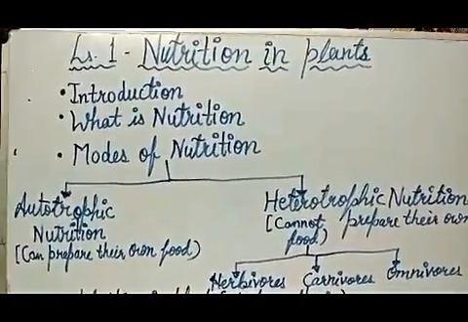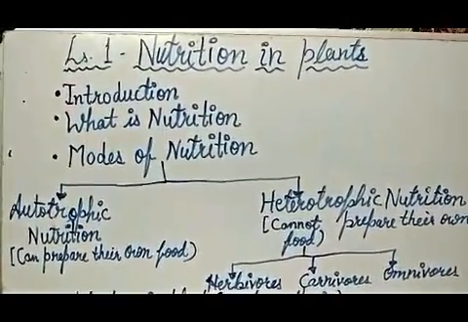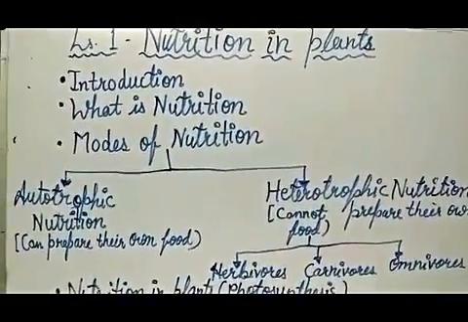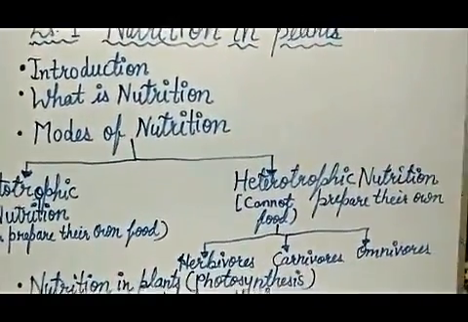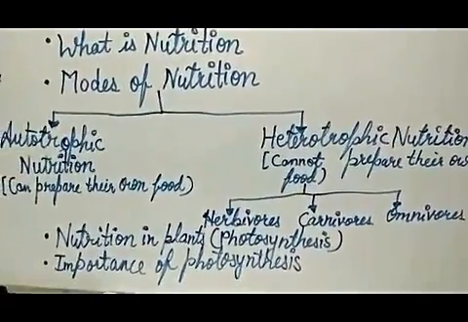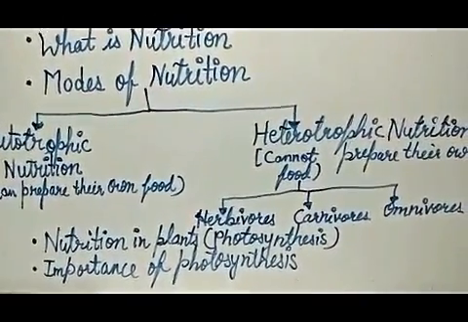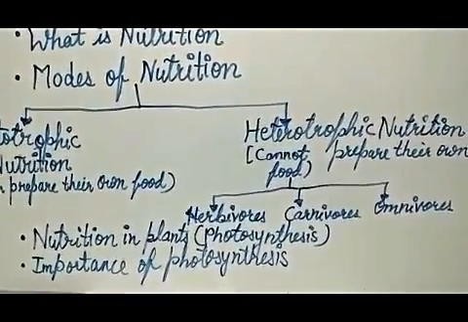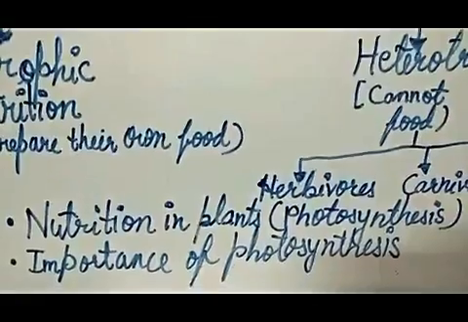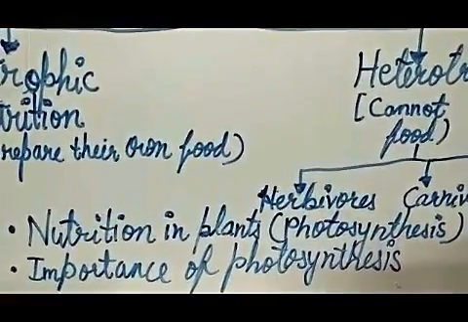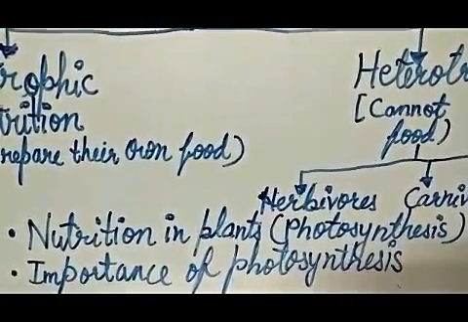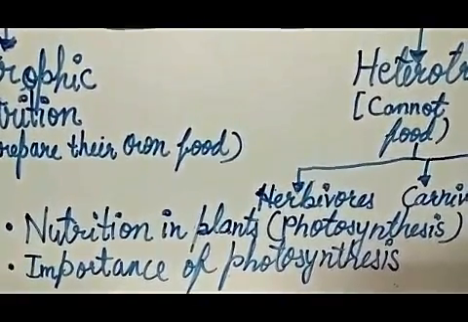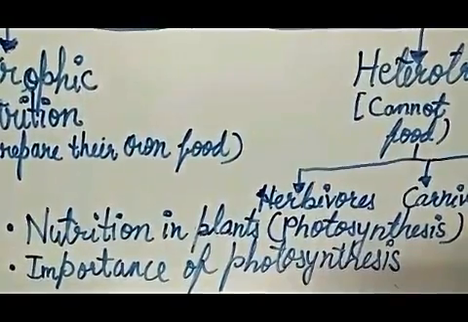So dear children, you have already studied nutrition in plants: introduction, what is nutrition, modes of nutrition, autotrophic and heterotrophic nutrition, and the photosynthesis reaction. Now what is left? Importance of photosynthesis. What is the importance of photosynthesis in our life? Dear children, imagine what will happen to life on earth in the absence of photosynthesis? Or imagine what will happen if the sun does not rise at all for 4 months.